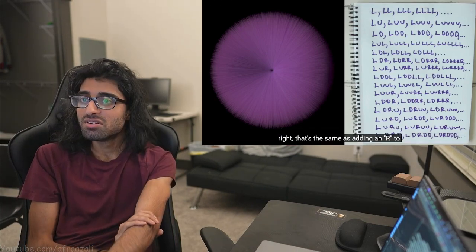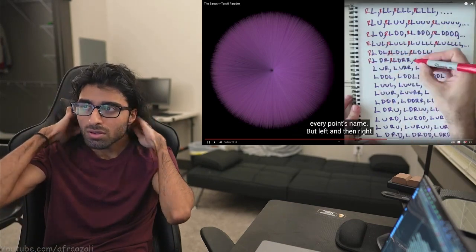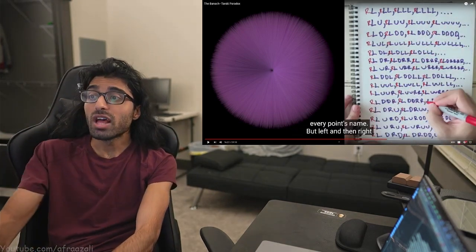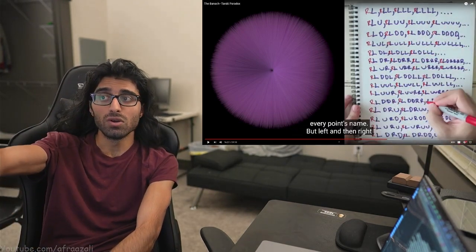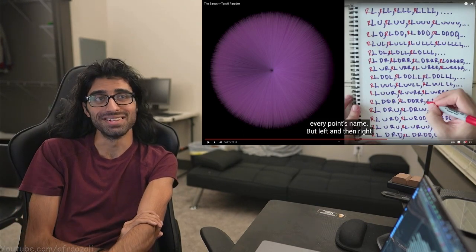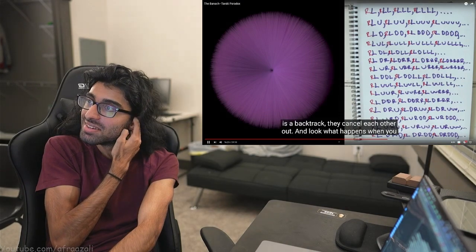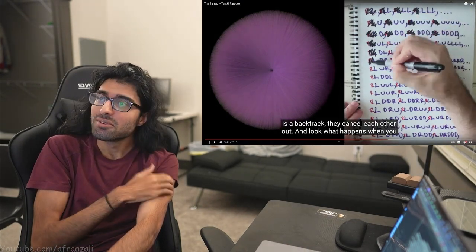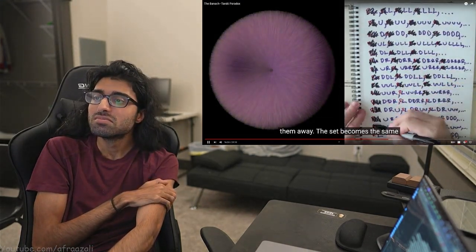The same as adding an R to every point's name. Right, but you can do that just by getting rid of the L's and then getting rid of the U's and then getting rid of the D's, and you'll be left with all the R's at the end. Left and then right is a backtrack. That already exists. Yeah. Look what happens when we reduce them away.